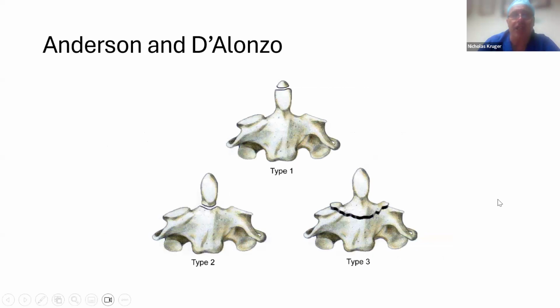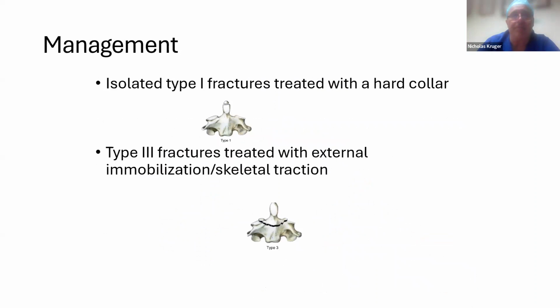It's the Anderson-D'Alonzo classification. Type 1 is just a tip avulsion. That's always stable, a fellowship-style "fill out and go home". Type 2 is through the waist, and type 3 is in the body. So on the CT, anything dipping into the body below the shoulders is a type 3 fracture, and you want to see it in a coronal cut, not necessarily the sagittal cuts. The type 1s, you go home in a collar. Type 3s, we're going to put in traction 6 weeks, and then 6 weeks in a Philadelphia collar.